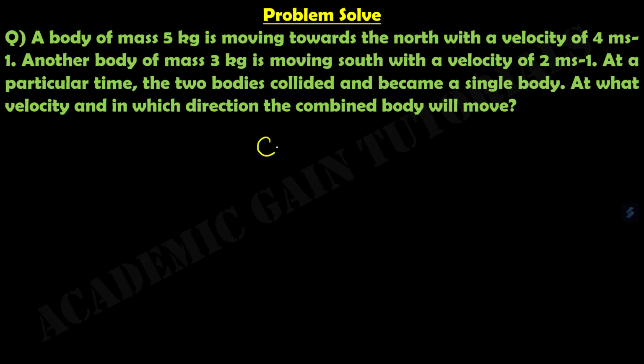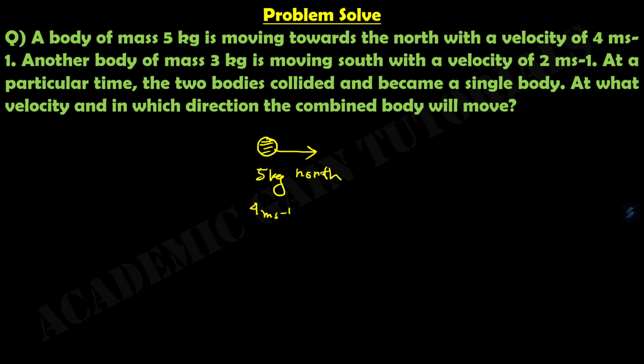Suppose this is a body which has 5 kg mass and it goes towards the north side, with 4 meter per second, and the velocity is 4 meter per second. Another body of mass 3 kg is moving south with a velocity of 2 meter per second.